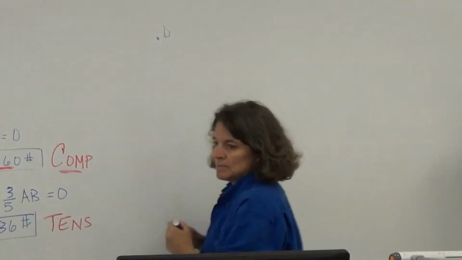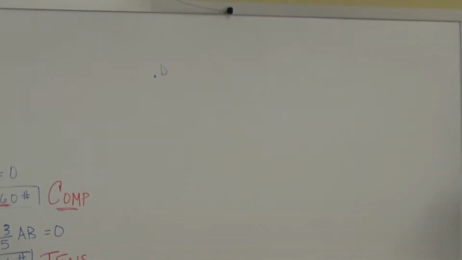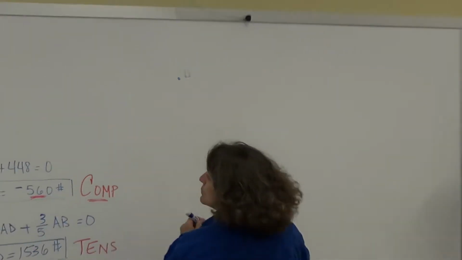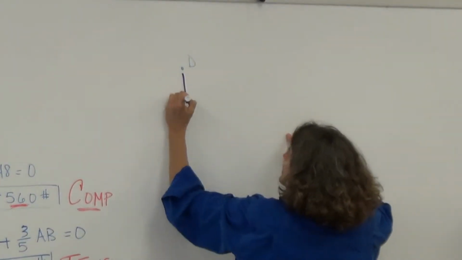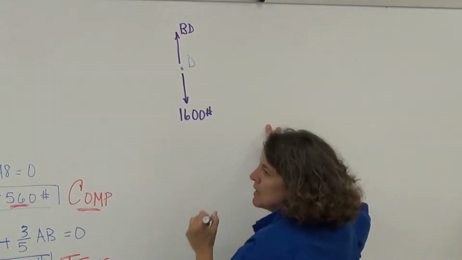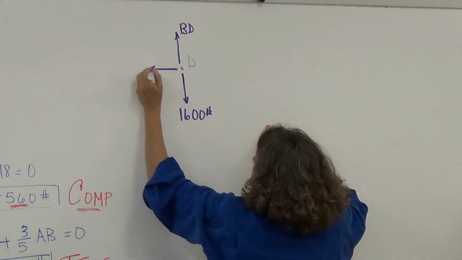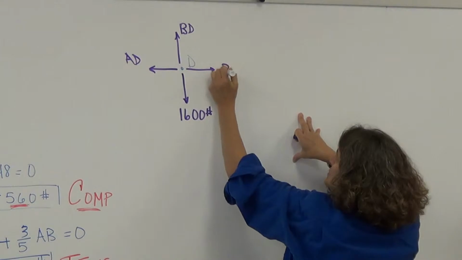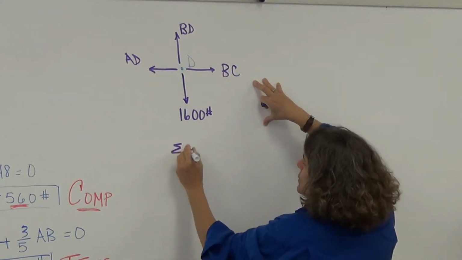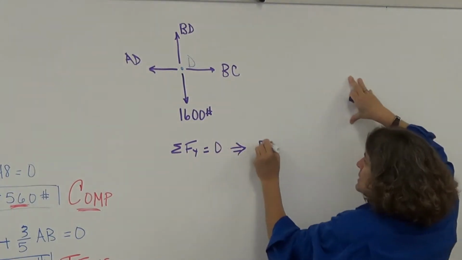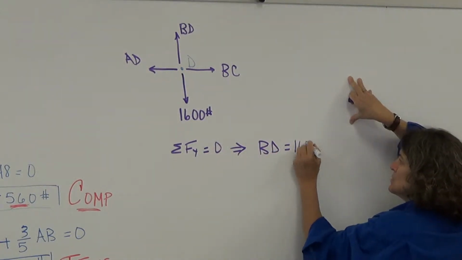So joint D. I have 1600 coming down. I have BD going up. I have AD this way. I always draw everything away. And I have BC this way. So we already know that from the sum of the forces in the y equals 0, BD is going to be equal to 1600 pounds.